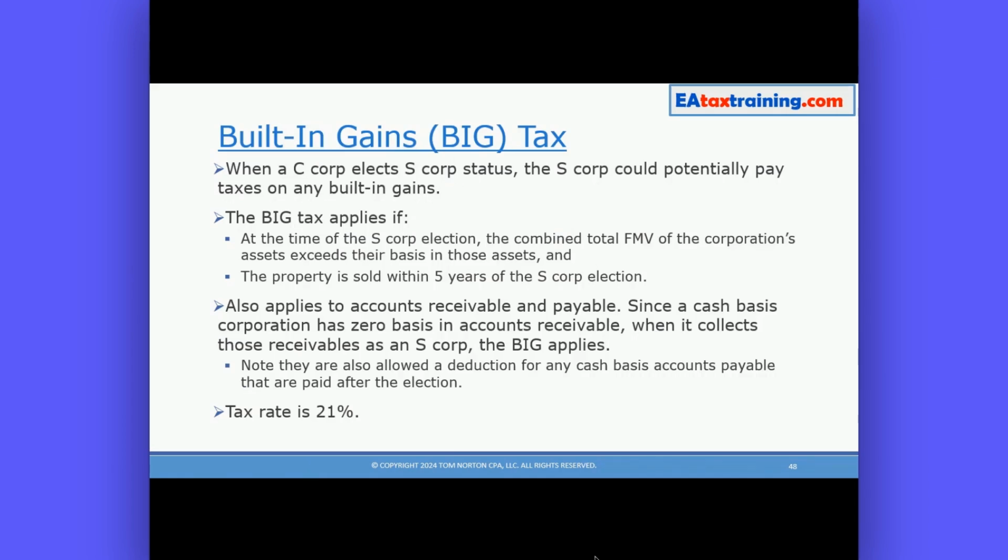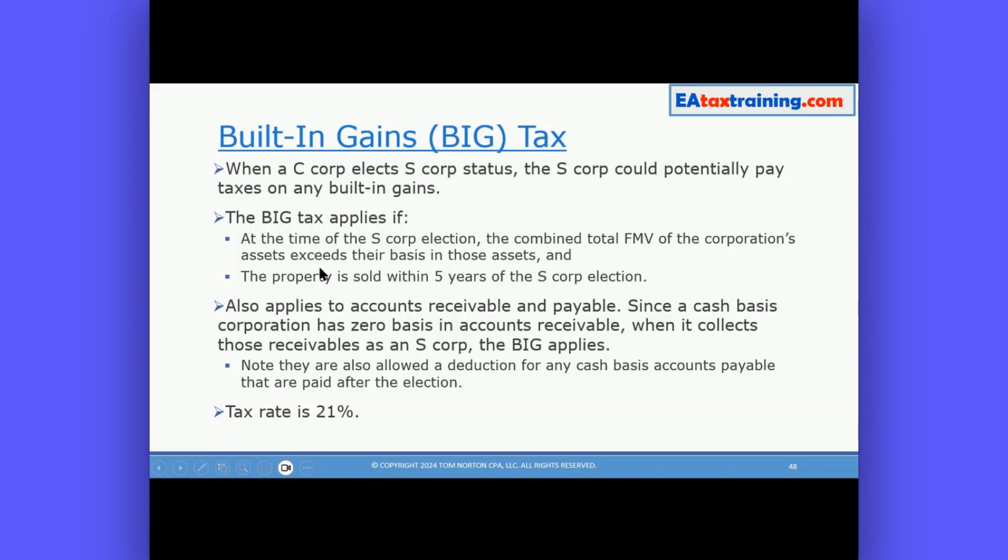The built-in gains or BIG tax. When a C Corp elects S Corp status, the S Corp could potentially have to pay taxes on any built-in gains. So the built-in gains tax applies if, at the time of the S Corp election, the combined total fair market value of the corporation's assets exceeds their basis in those assets, and the property is sold within 5 years of the S Corp election.